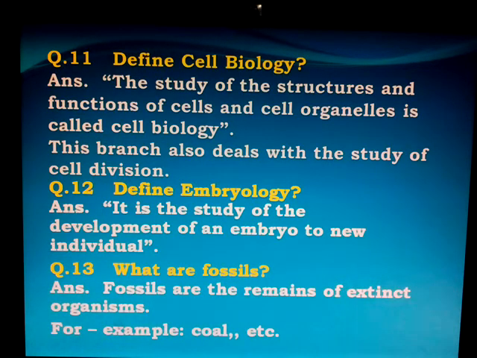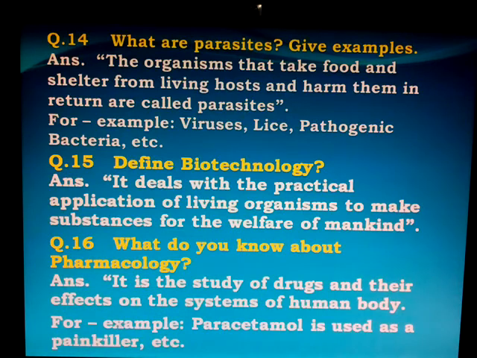Embryology. It is the study of the development of an embryo into a new individual from an egg. So when an embryo becomes a new individual, we call this study embryology. Fossils. I told you about extinct organisms. So fossils are the remains of extinct organisms. For example, the best example is coal. So we can study that, that is fossils.